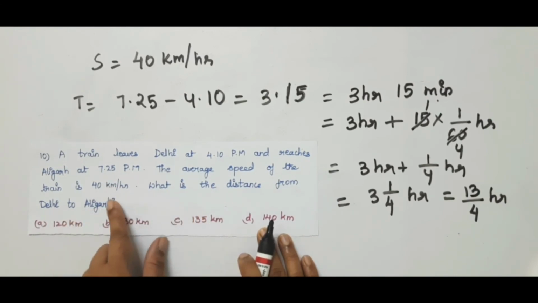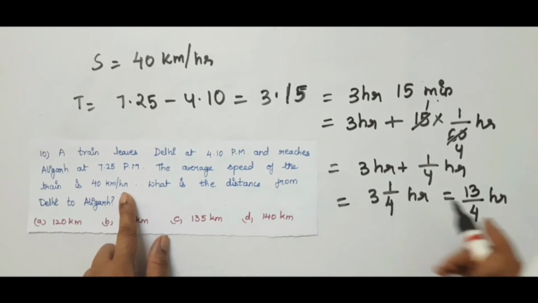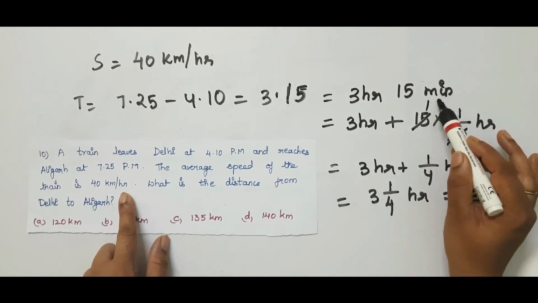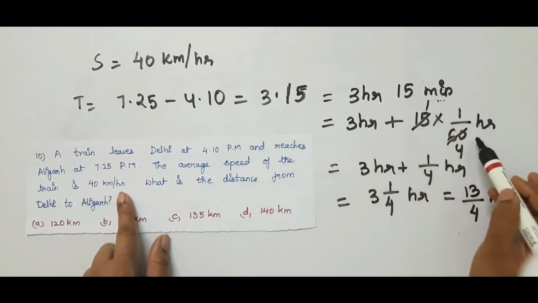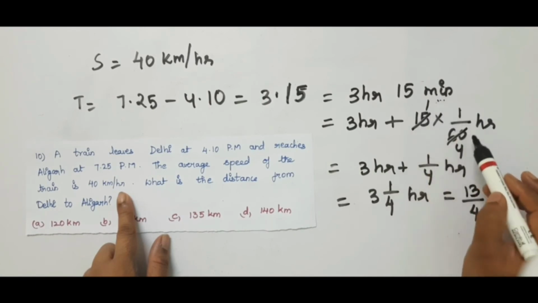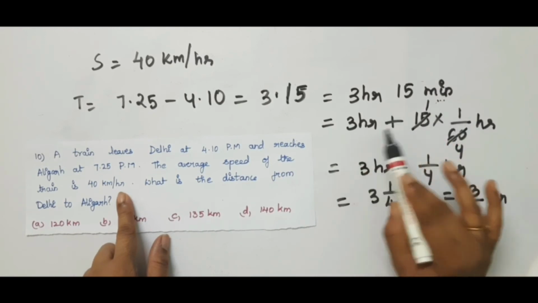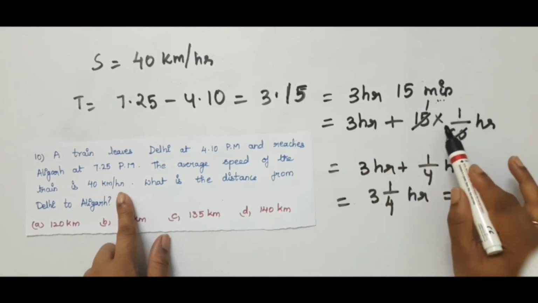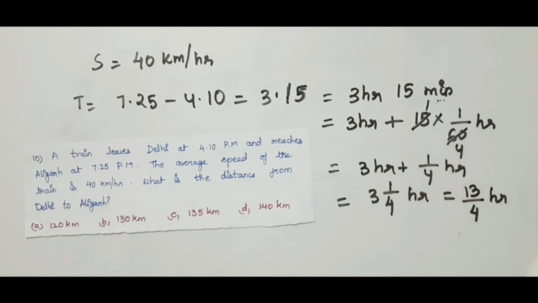As the speed is given in kilometers per hour, we have to convert the time completely into hours. So I converted the minutes into hours. To convert minutes into hours, we have to multiply by 1 by 60. If it is hours to minutes, you multiply by 60. As it is minutes to hours, we have to divide by 60. So I multiplied with 1 by 60. Finally, I got 13 by 4 as the time.